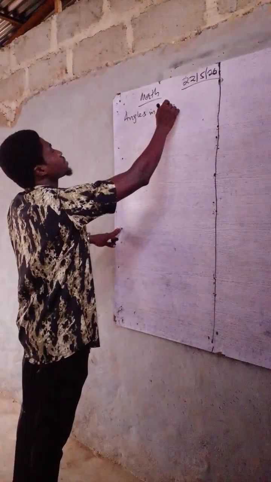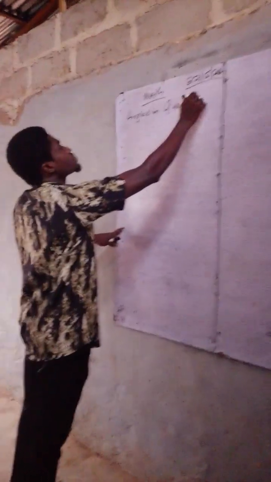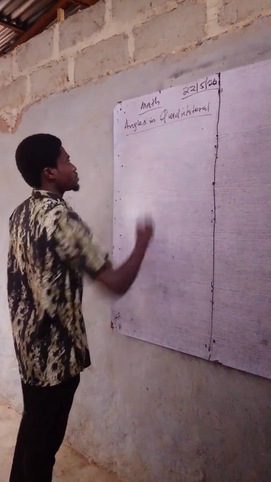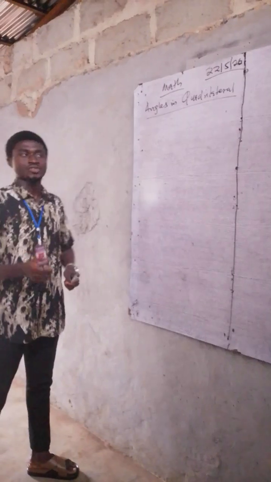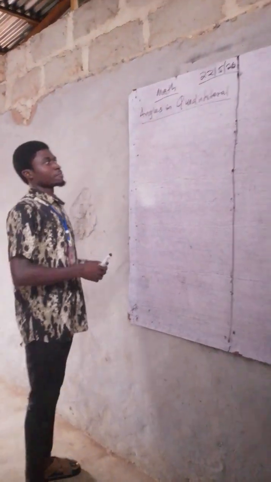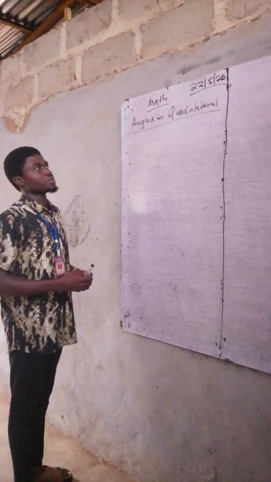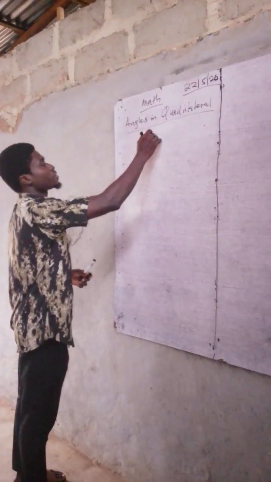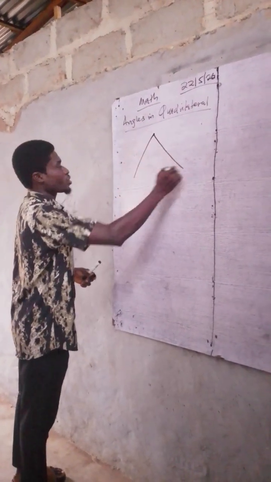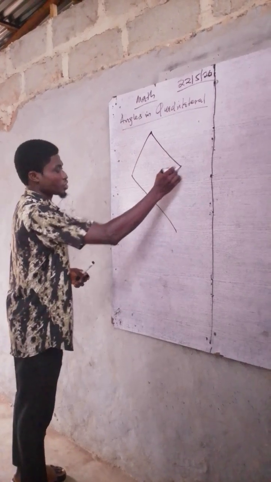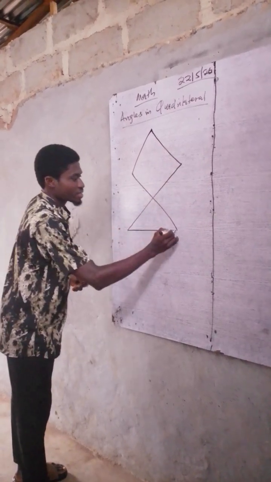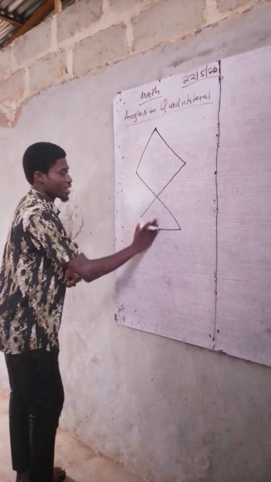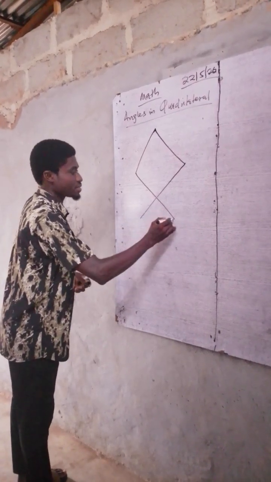This is a quadrilateral. Angles in a quadrilateral. Now looking at this shape, most of the time students will get to this shape. We actually call it a fish-like shape. You can see that, a fish-like shape, but let's try and extend it.